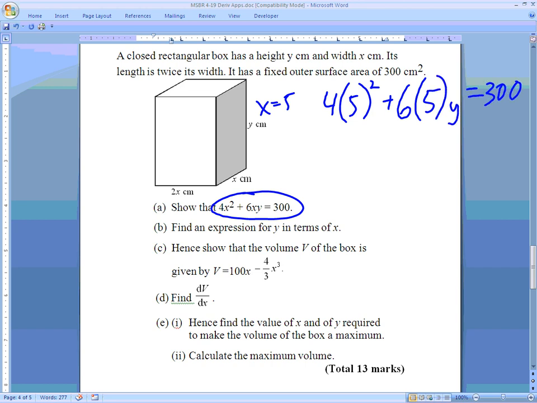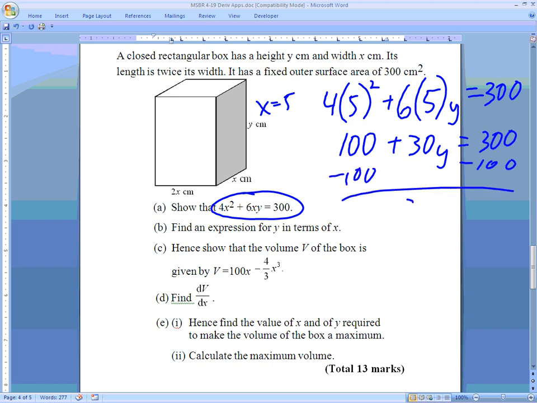Again, if we had the other expression with y alone, this would be a little bit faster, but we get 25 times 4 is 100 plus 30y equals 300. Subtract 100 from both sides. I get 30y equals 200. Divide both sides by 30. And I end up with 15? No, I'm sorry, 7.5.